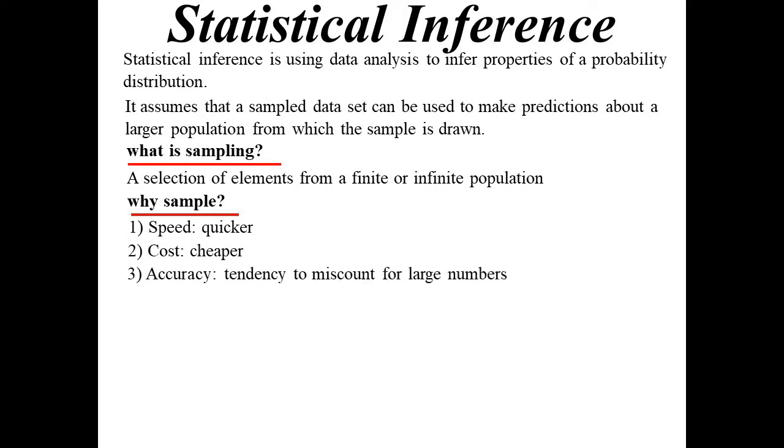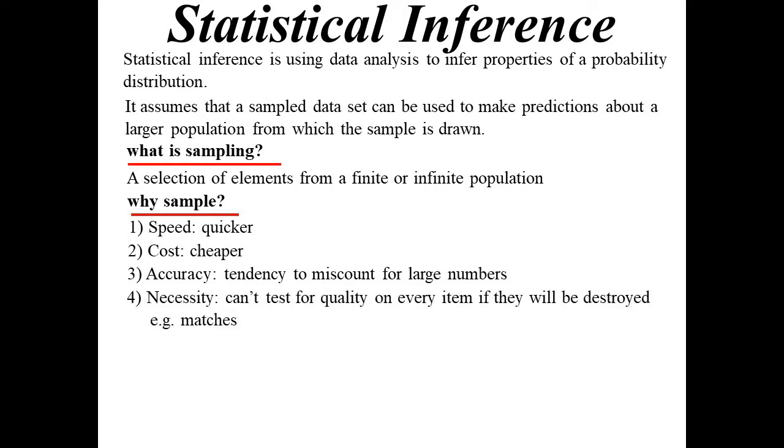Accuracy, this is the interesting one. It's actually more accurate for a sample than it is for the whole population, because once you start talking about really big numbers, well, we're human, we make mistakes. So it actually is more accurate. And necessity, and there's the example I've got there, matches. You can't possibly test for quality of an item if by testing it you're going to destroy the item.